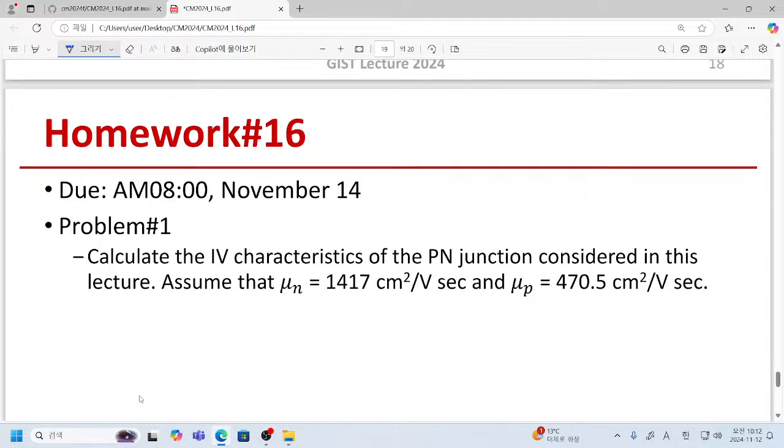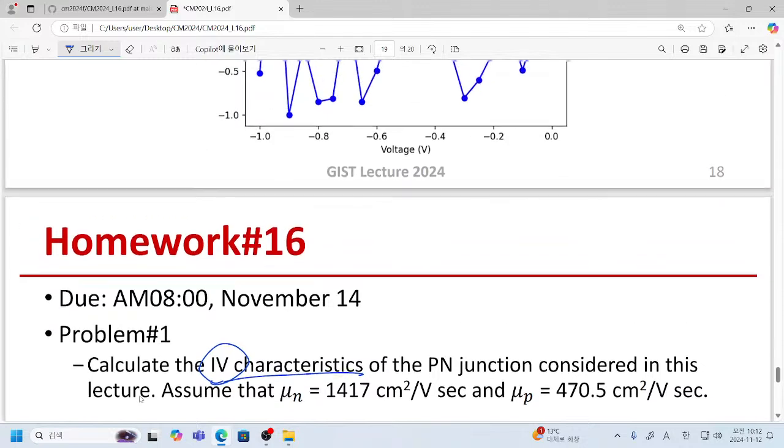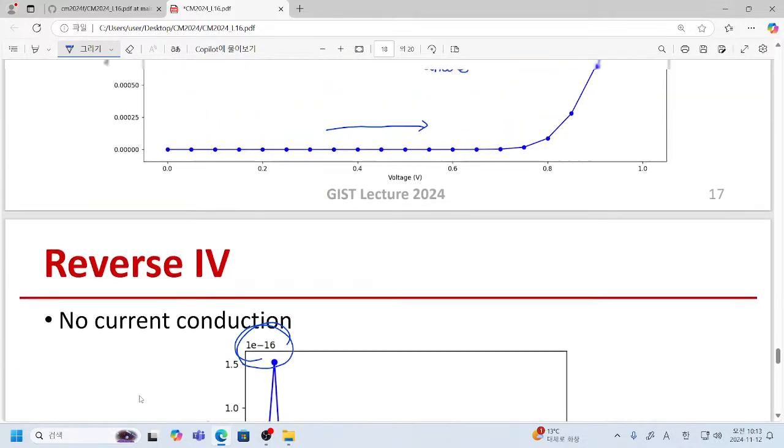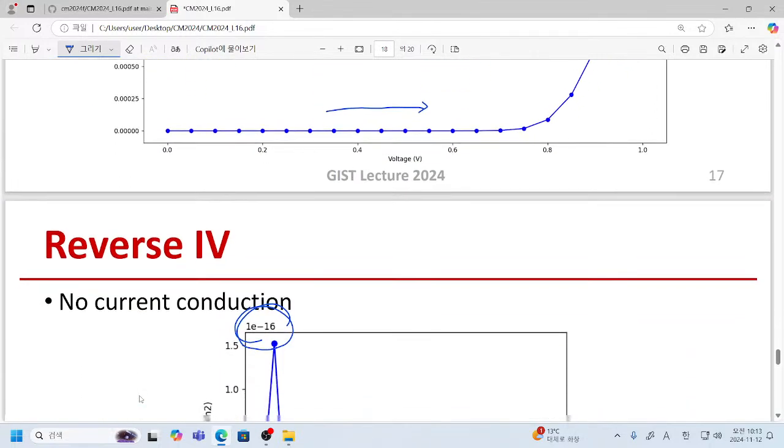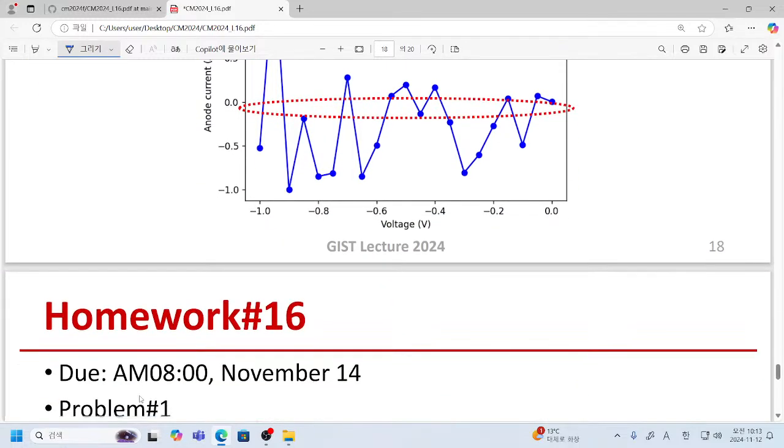Okay, so let me just announce homework number 16. Homework number 16 is particularly important. Previously, homework number 15 was the end of our dopant diffusion simulation. And now homework number 16 is related to the starting point of your device simulation. So please calculate the IV characteristics of a PN junction. Simply speaking, please try to reproduce the graphs shown in pages 17 and 18.